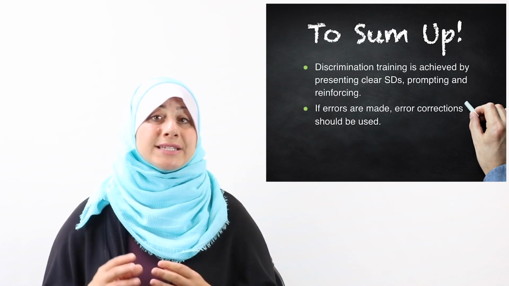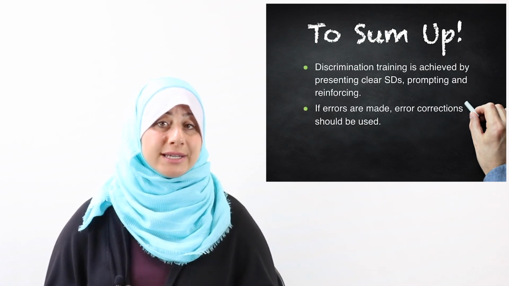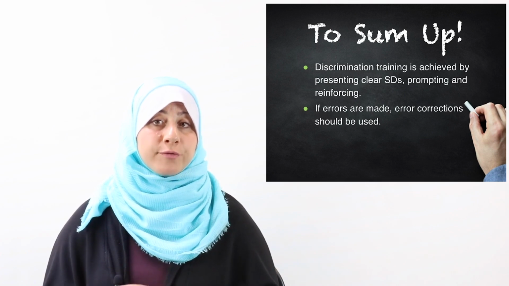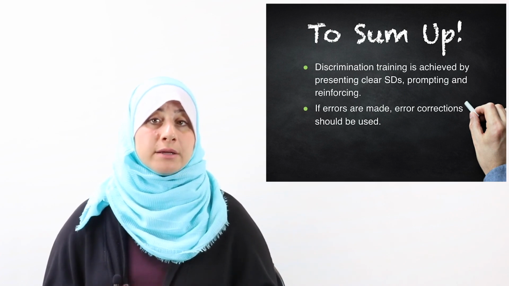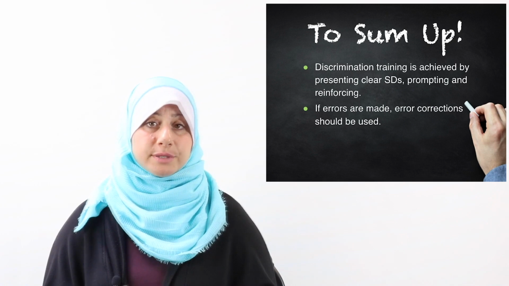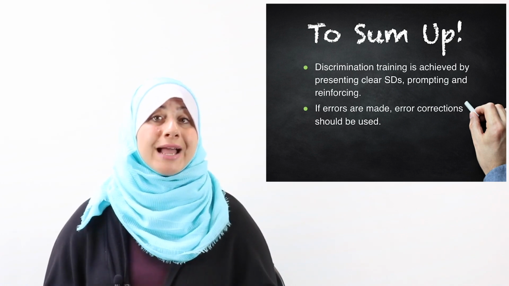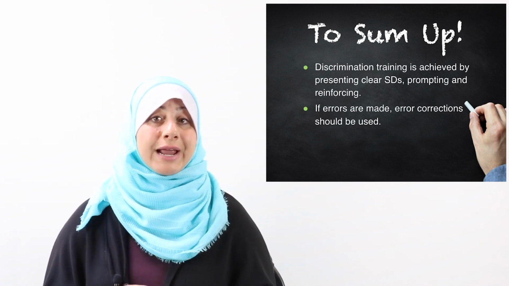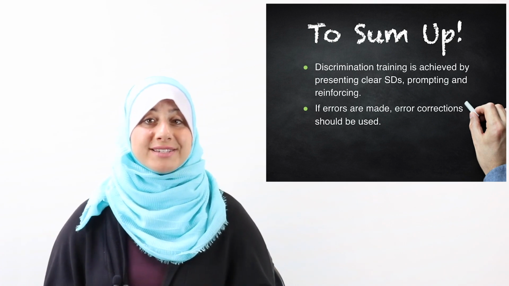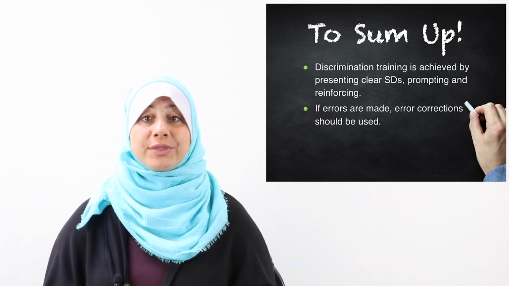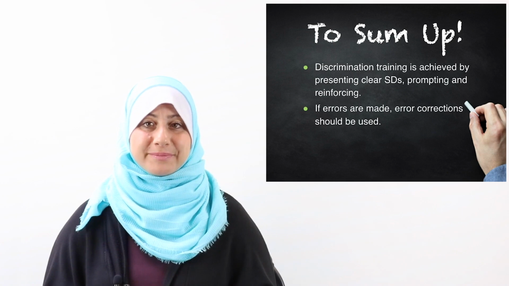Discrimination training is achieved by presenting clear SDs, prompting, and reinforcing. If errors are made, error corrections should be used. Now that your learner has learned so many great skills and are able to discriminate and generalize, we now want to ensure that they can maintain those skills.